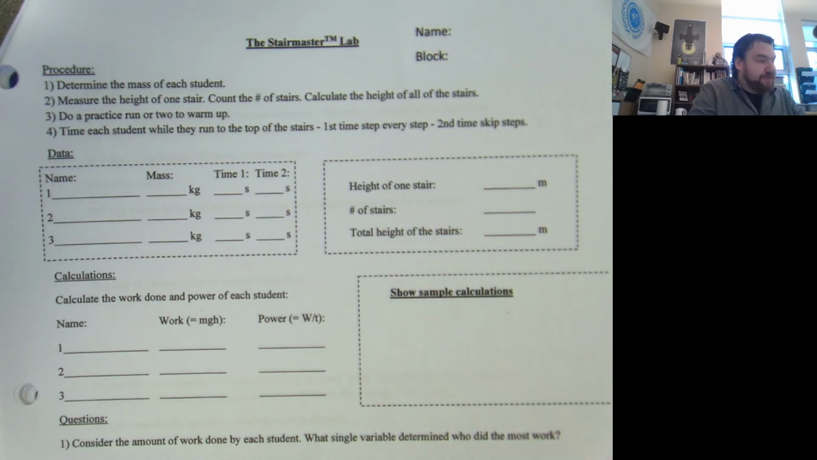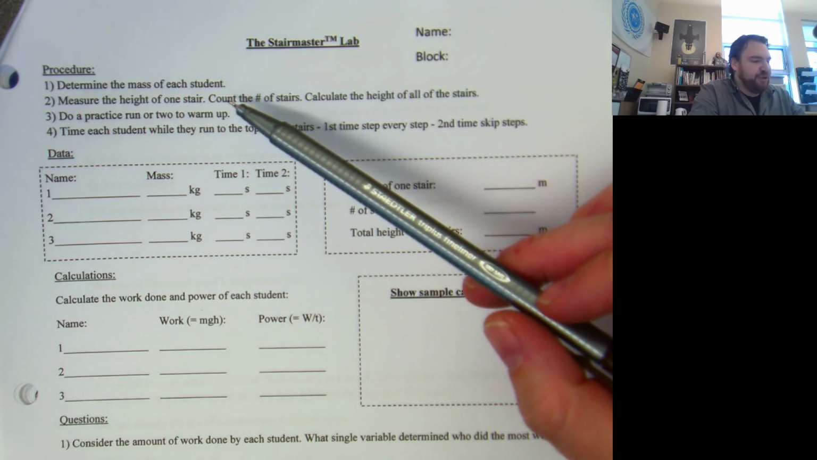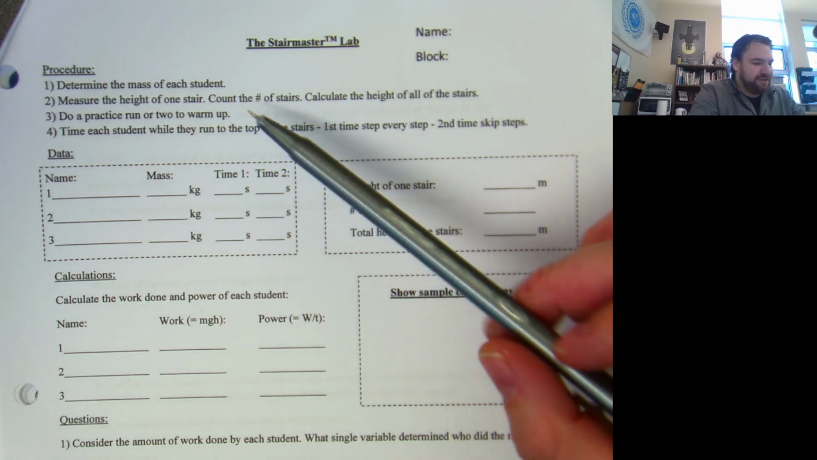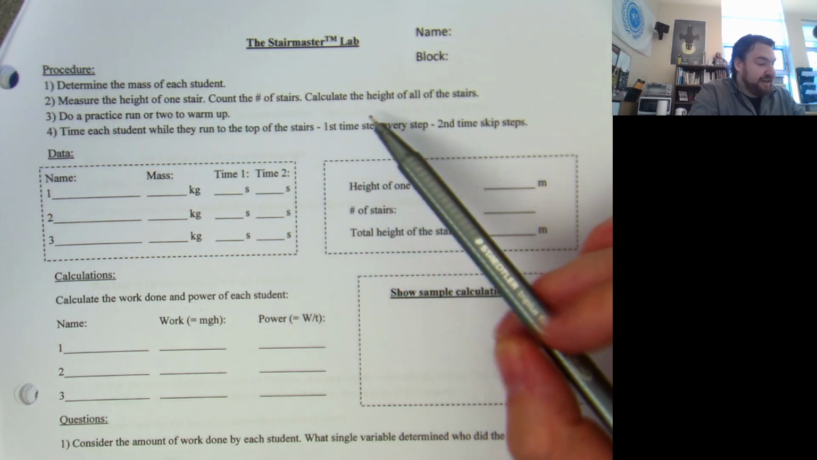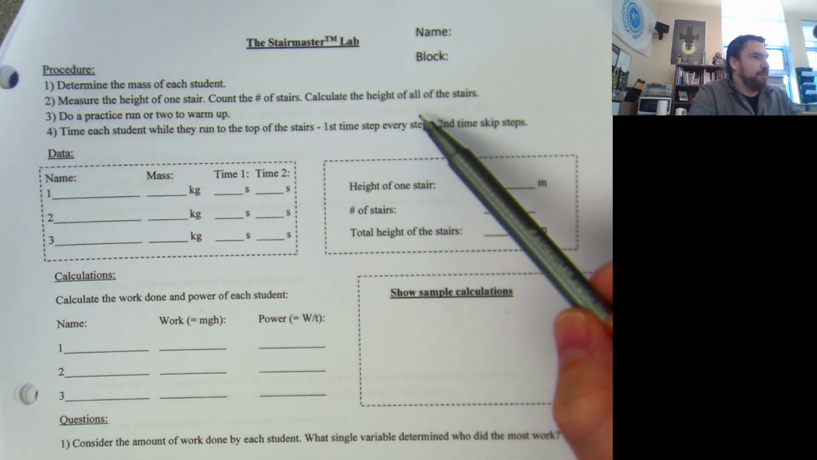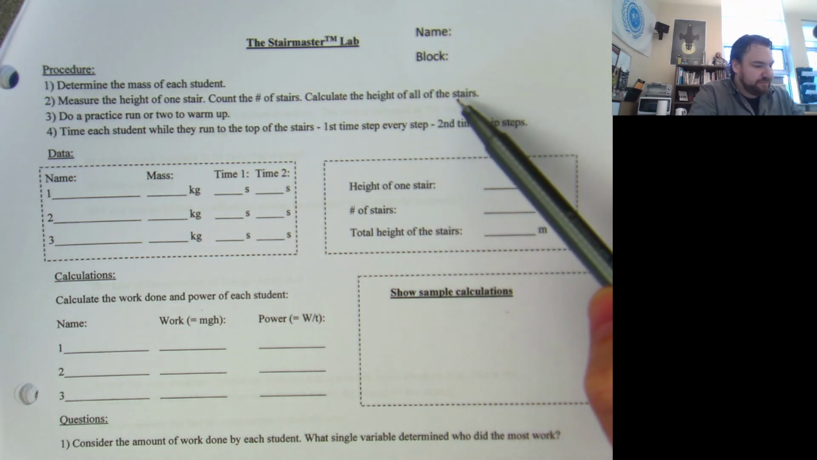You are going to be in groups of 2 or 3, doesn't really matter. You're going to determine the mass of each student in your group. I have scales for this. You are going to measure the height of one stair, and you're going to count all the stairs, and then you're going to calculate the height that you've gained by running up those stairs.